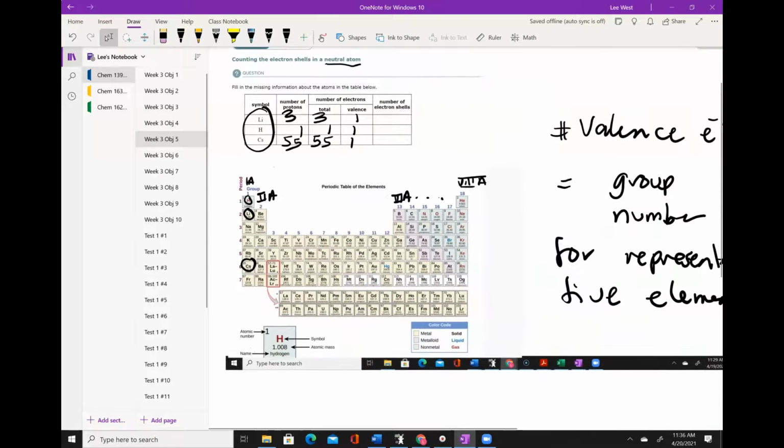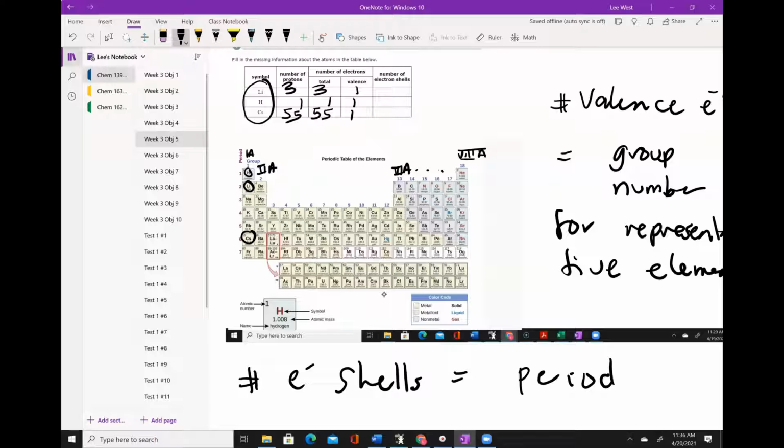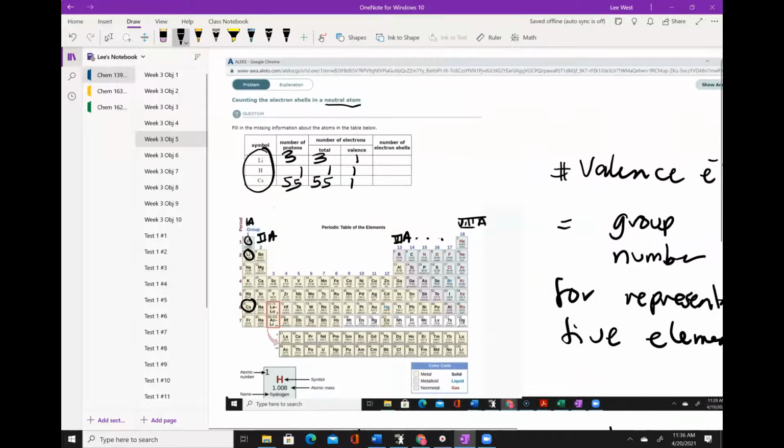Now, what about the number of electron shells? Well, the number of electron shells is simply equal to your period number. And so that makes things quite easy. So lithium is in period 2, so it has 2 electron shells. Hydrogen is in period 1, so it has 1 electron shell, and cesium is in period 6, so it has 6 electron shells.